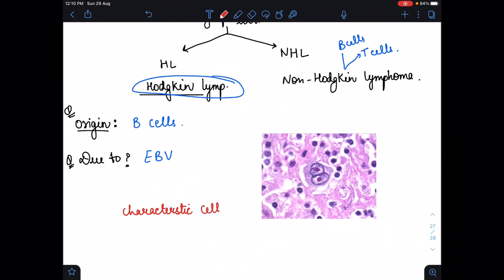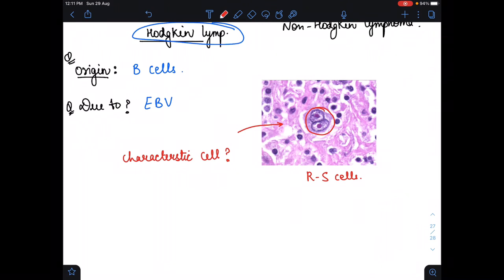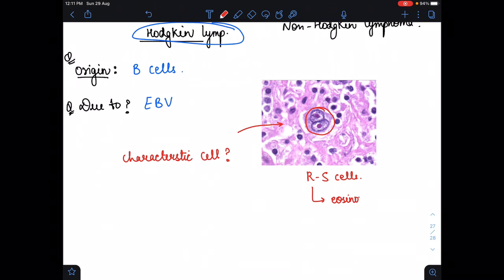The characteristic cell which we find in Hodgkin lymphoma is this image, as we see here, a Reed-Sternberg cell. It is an RS cell. And how do we identify it? In the RS cell, the center portion is eosinophilic, pink in color, while for the cytomegalovirus, the center portion of that owl's eye is basophilic in color. So here it is eosinophilic. Please remember it.